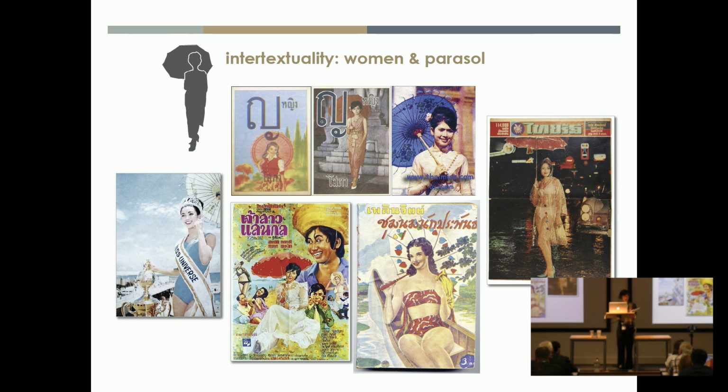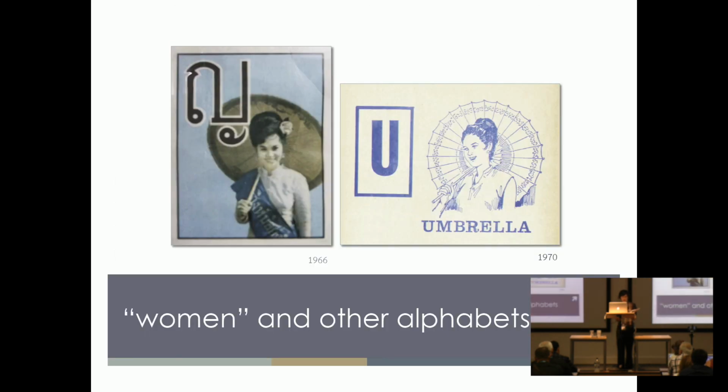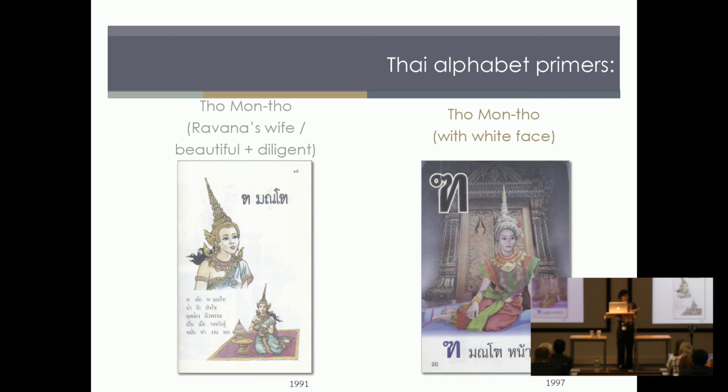Besides the images of women in the Thai alphabet primers, and the umbrella in Thai ABC primers, another letter that is fixed with female representation is Tho Montho. In the Thai literature Ramayana, Montho is a character, the wife of Ravana. Ravana is the ten-headed demon king of Lanka, and Montho is admired for her beauty. In these two primers, the rhyming words on the left describe her as a diligent wife, and on the right, with a beautiful white face.